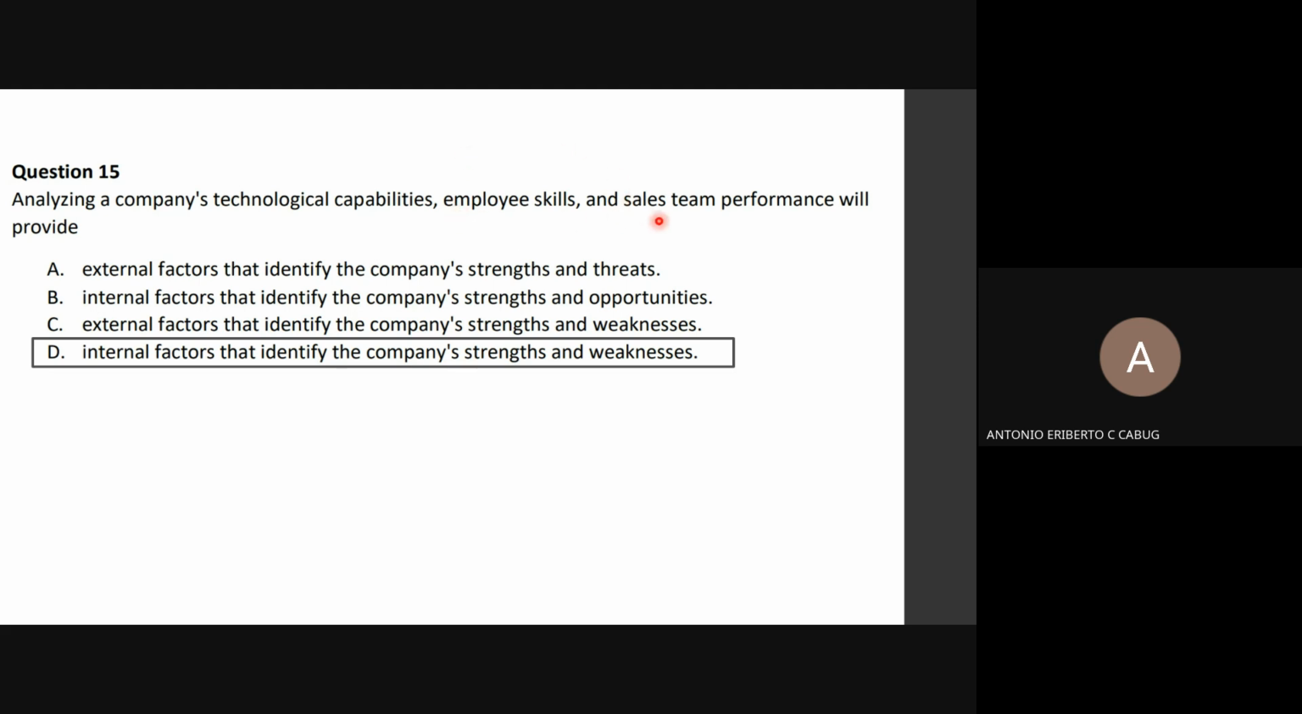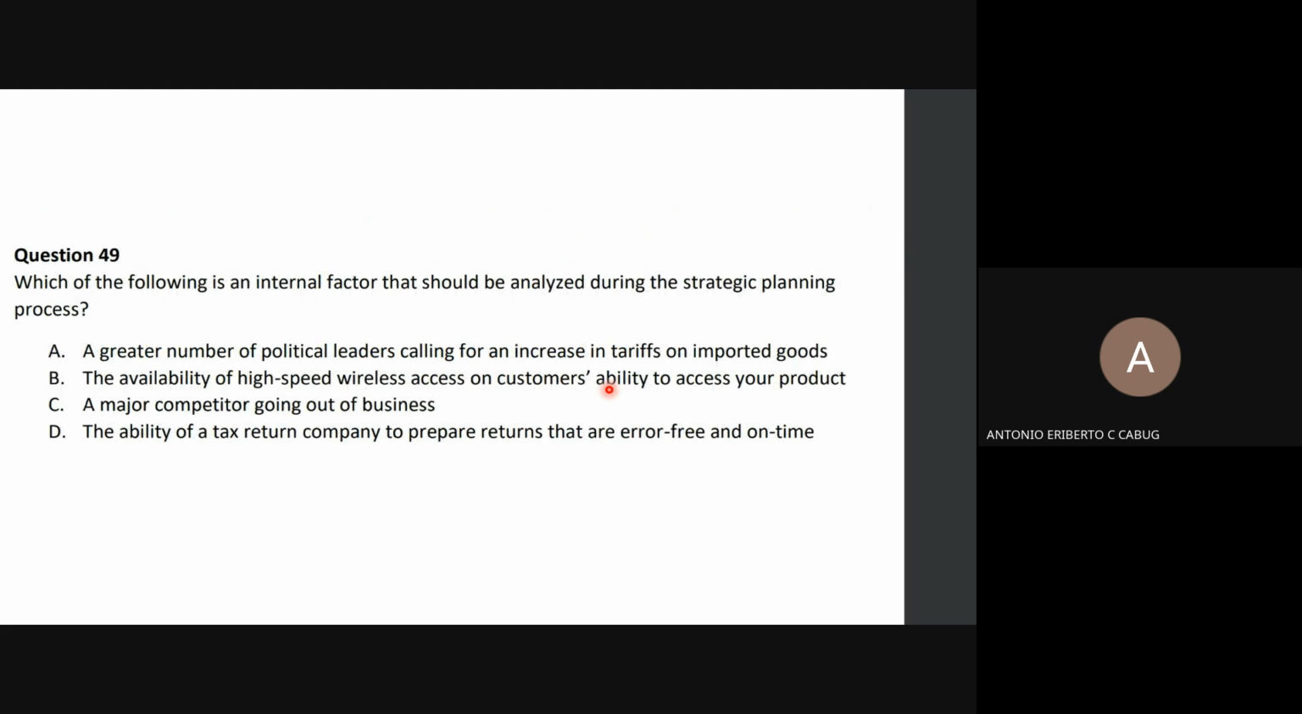So for internal strengths, these are things that we can capitalize on. Weaknesses are things that are to our disadvantage. Something that we can use to be successful are strengths. Weaknesses are those that drag us down. Both strengths and weaknesses are internal, while opportunities and threats are external. Which of the following is an internal factor that should be analyzed during a strategic planning process?